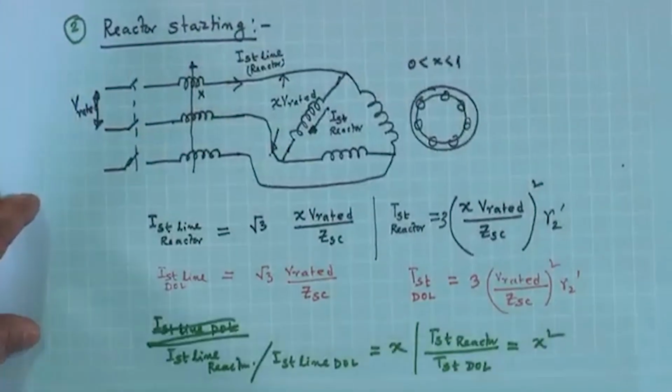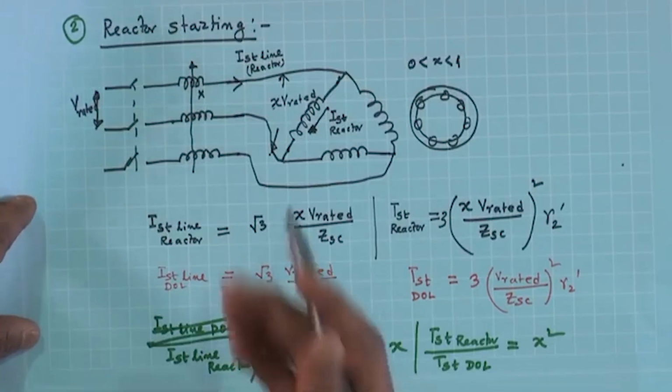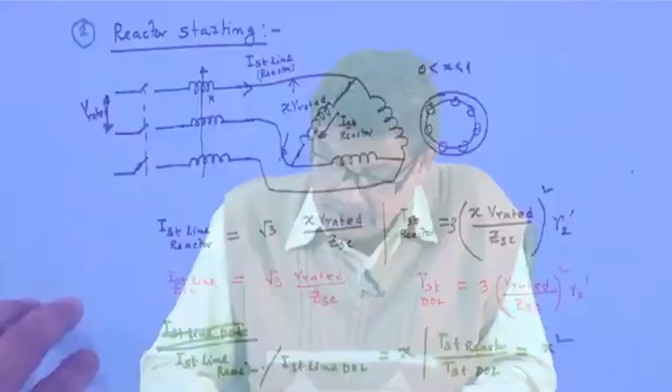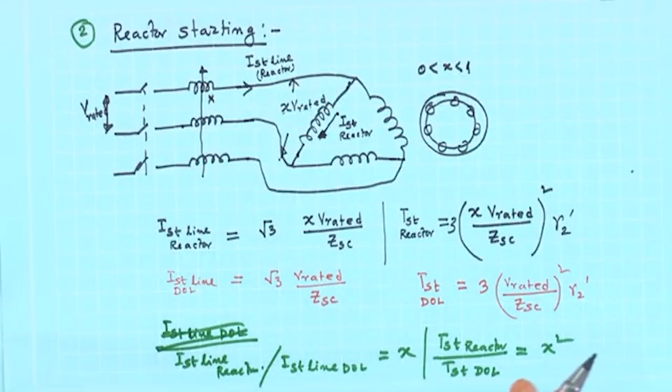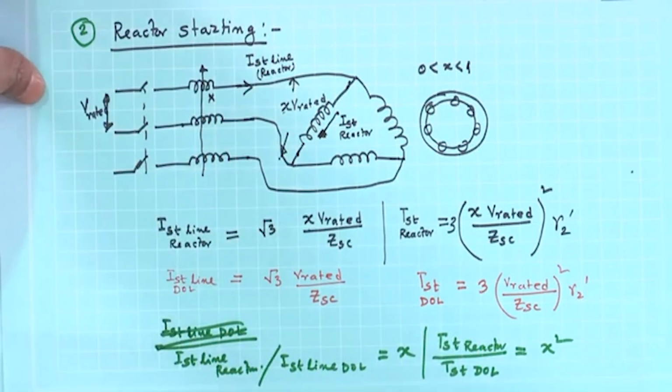So, we were discussing reactor starting, and you would remember that if you use reactor starting, your starting current will be reduced only by a factor of x, and starting torque will be reduced by a factor of x square. I am comparing this with respect to direct on line start.